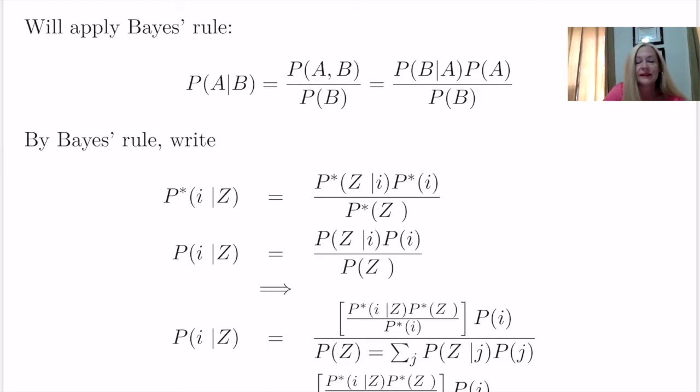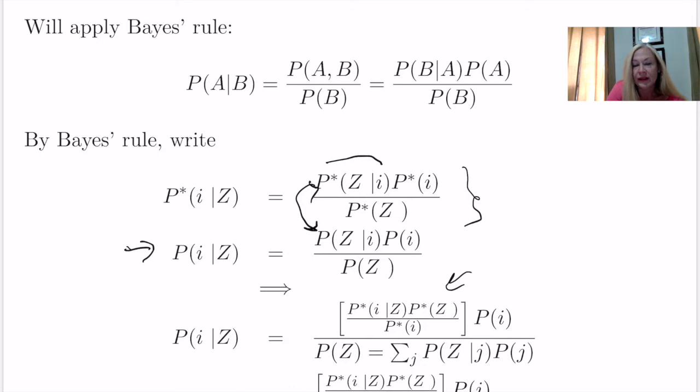Basically, you can just apply Bayes' rule. By Bayes' rule, P star of I given Z is equal to P star of Z given I times P star of I, divided by P star of Z. And P of I given Z is something we don't see, but we're trying to get it. For P of I given Z, you can use the fact that P star of Z given I equals P of Z given I. So we solve for P star of Z given I and plug it in here.